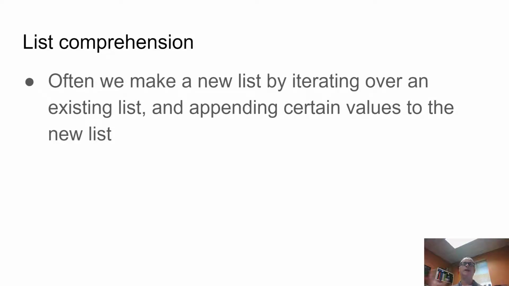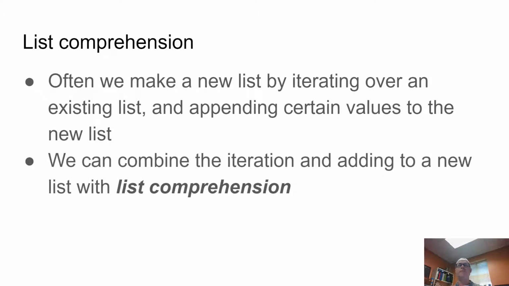Oftentimes, we have to take a data set, maybe it's a list, maybe it's a file, maybe it's something else. We iterate over it with a for loop, and then based on some criteria, we take elements from that source and put them into a new list. Or maybe we take elements from an existing source and do some math on them and create a new list. So we can certainly do that with a for loop and the append method of a list. But we can combine those two things together with this concept of list comprehension.